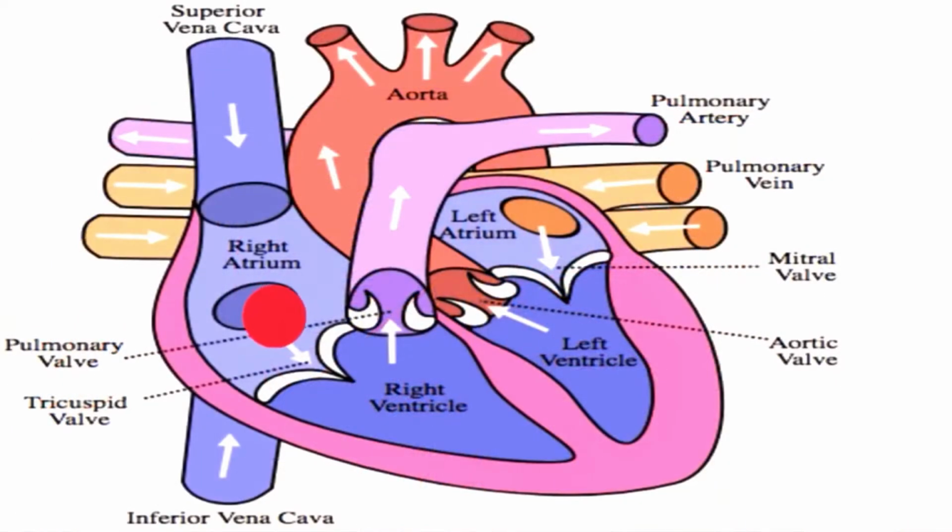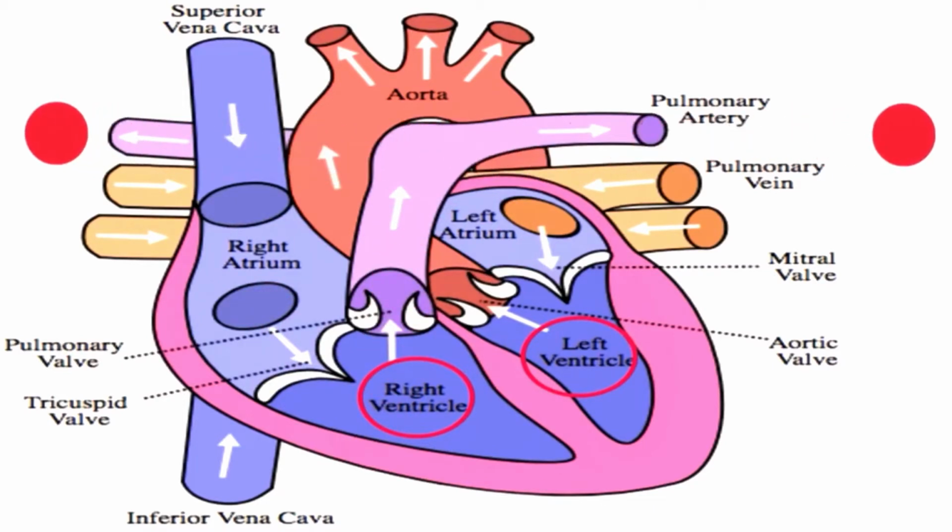Your heart has 4 chambers that are used to pump blood throughout your body: 2 atria, which are the upper chambers, and 2 ventricles, which are the lower chambers. The left and right side of the heart is divided by the septum.